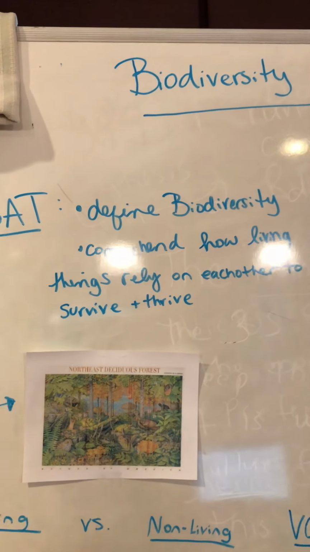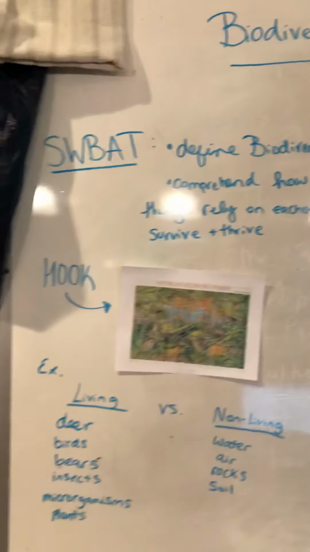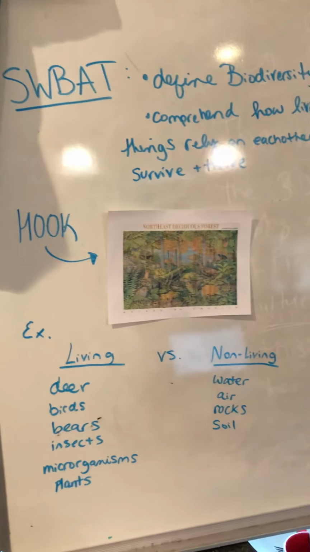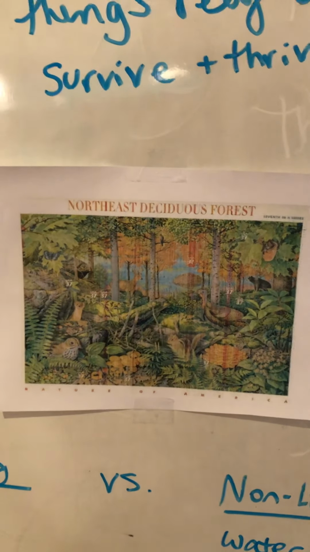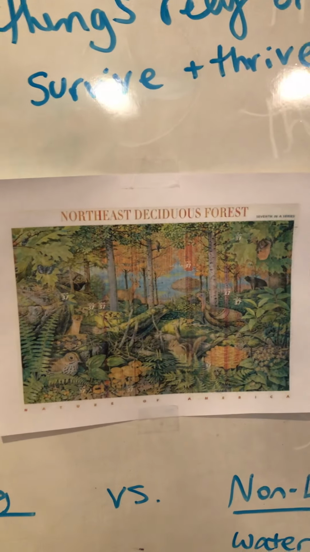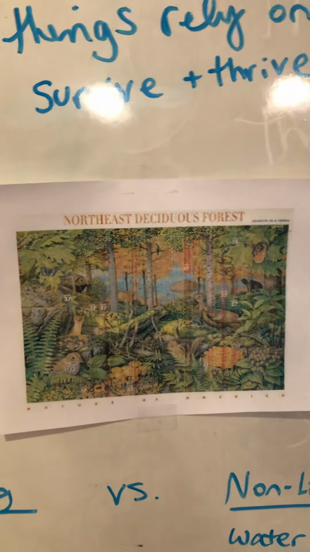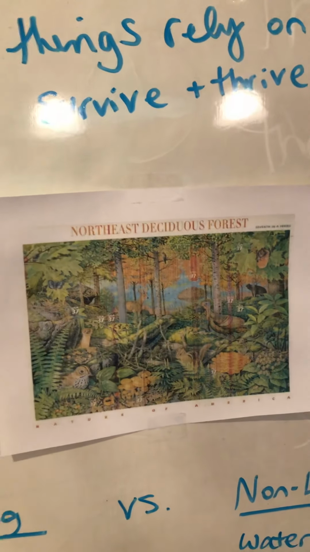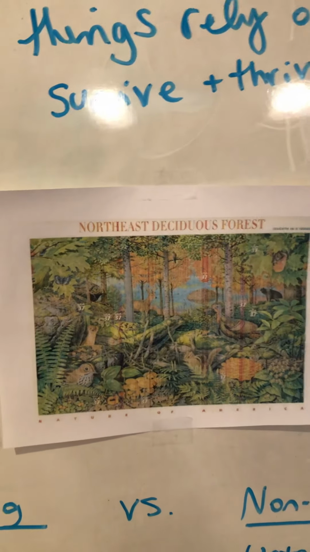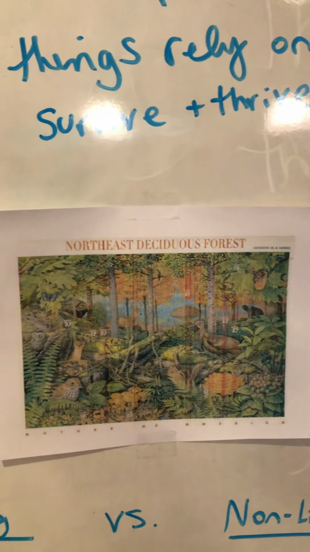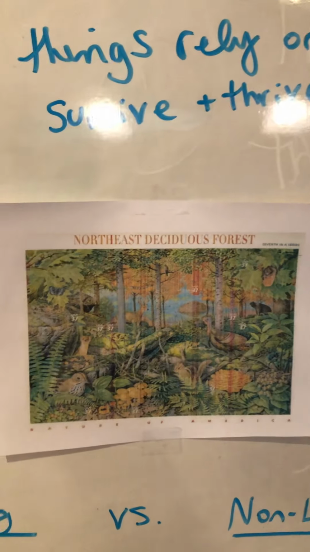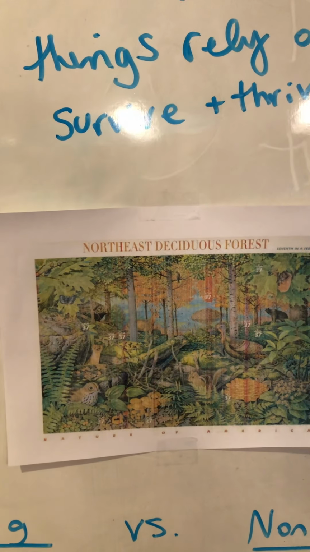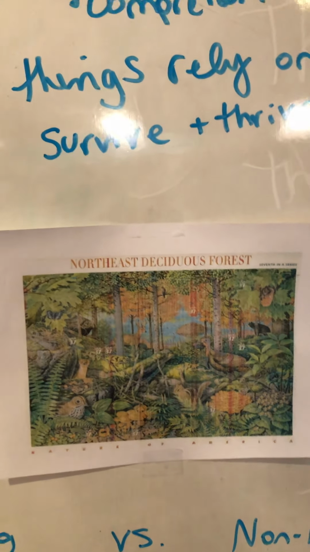to survive and thrive. To introduce this lesson, my hook is going to be a projection of an image of a biome. You can choose any biome you want. I personally chose the deciduous forest, and since I don't have a projector here at home, I just printed out a picture, but you can project a nice big image on the board for your students, and you're going to instruct them to list on a piece of paper all of the living things that they observe in the image.